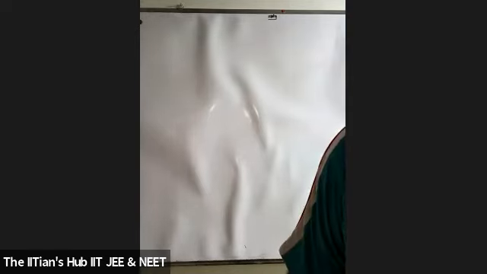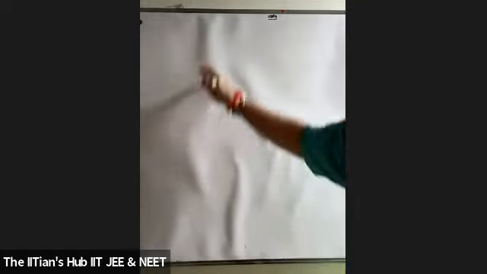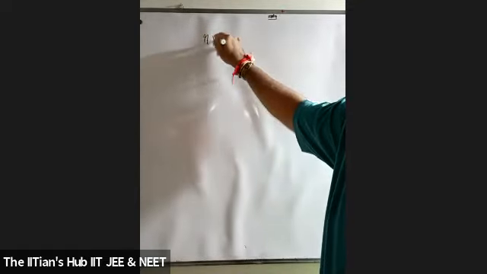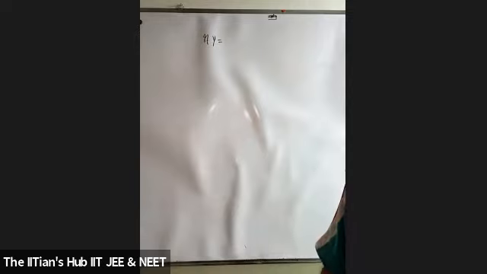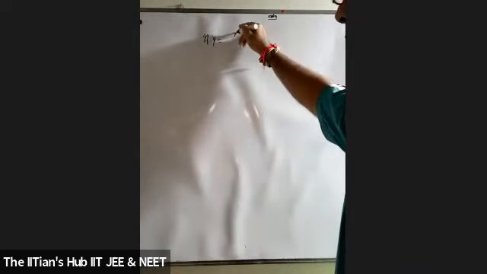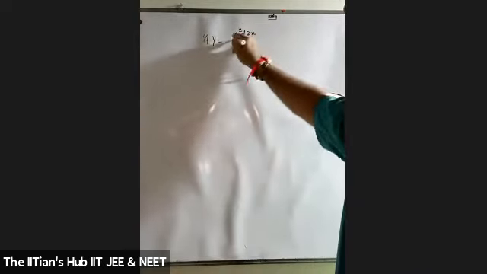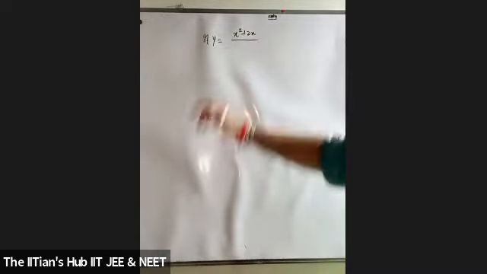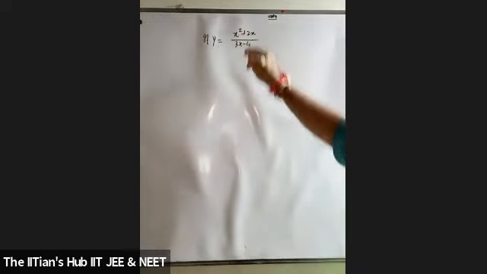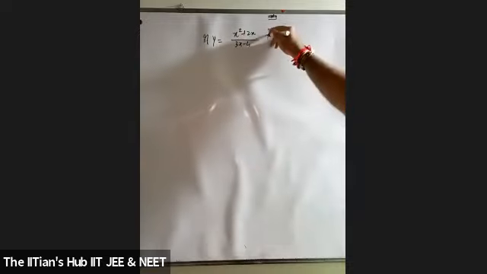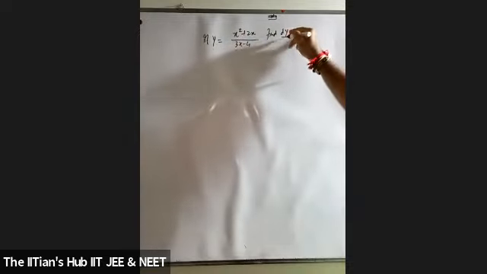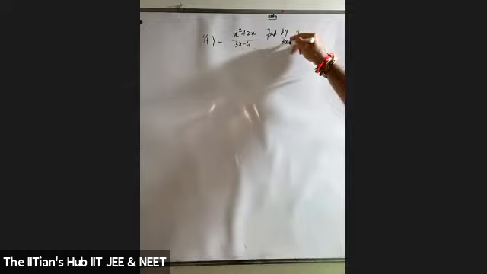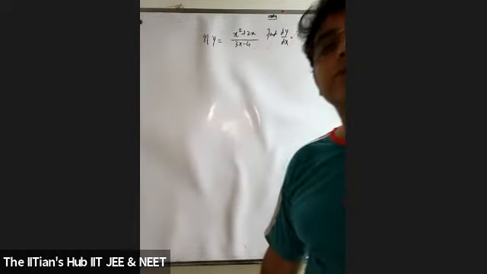Okay, students. Now suppose I give you, please pay attention, do it carefully students. If y is equal to x square plus 2x upon 3x minus 4, find dy by dx. Give me the answer. 2 minutes.